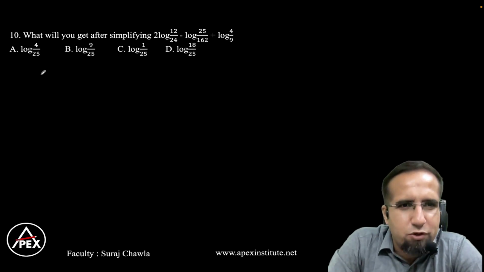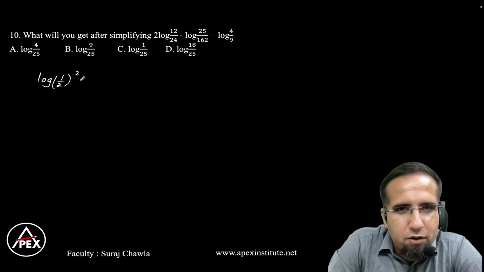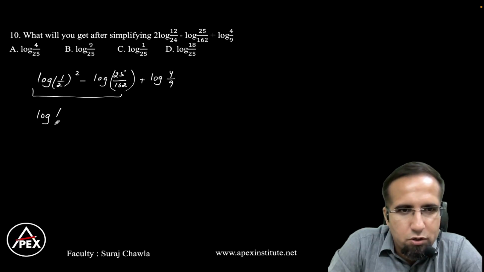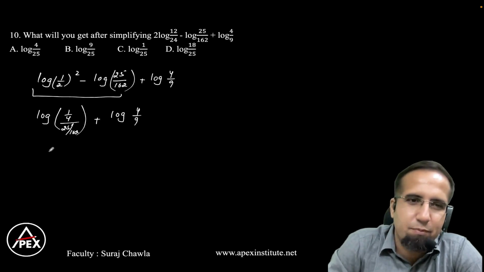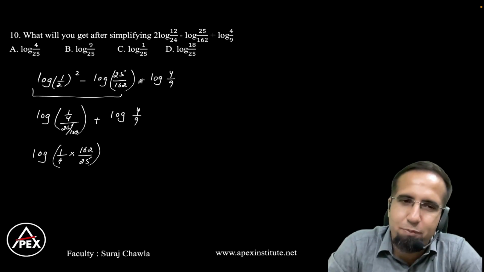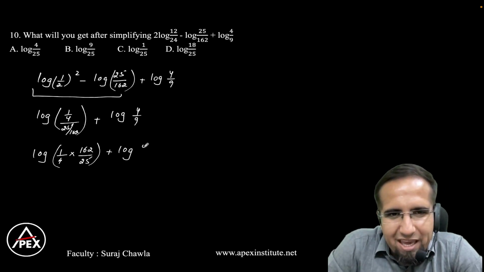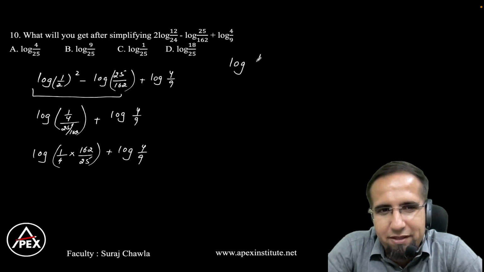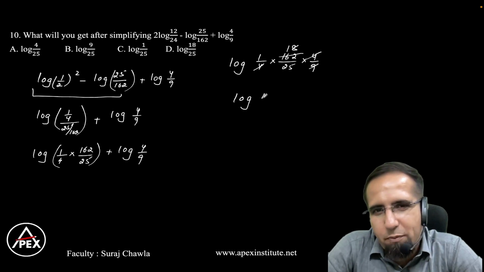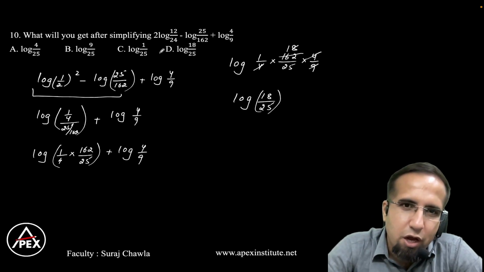We are given 2 log 12 by 24. So I can write this as log 1 by 2 whole square minus log 25 by 162 plus log 4 by 9. So if I simplify, these two can be written as log 1 by 4 divided by 25 by 162, plus log 4 by 9. So let's simplify this. So this can be written as log 1 by 4 into 162 by 25. This is log A minus log B, which is log A by B, plus this becomes log A plus log B will always be log A into B. So I can simplify this as 1 by 4 into 162 by 25 into 4 by 9. So this 4 and this 4 get cancelled. This is 9 ones are 9 and 9 eights are 72. So our simplified form becomes log 18 by 25 as our final answer, and therefore option D becomes our final answer.